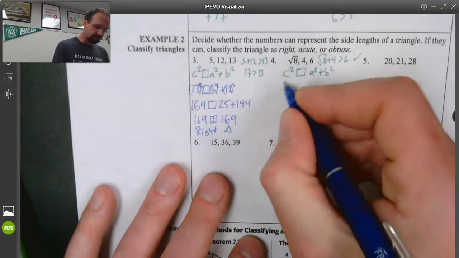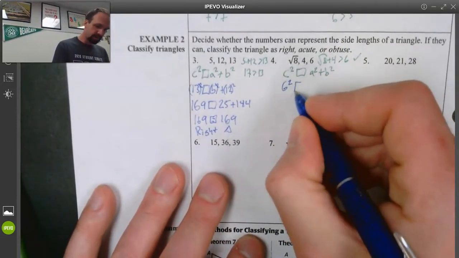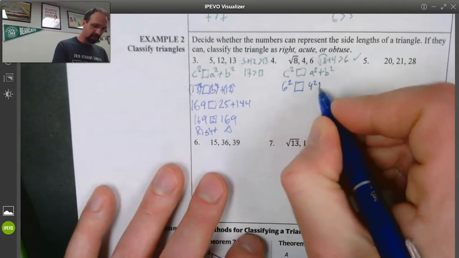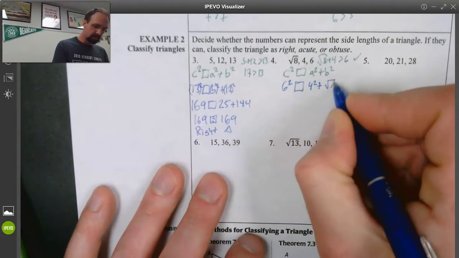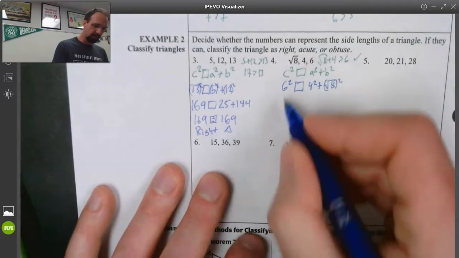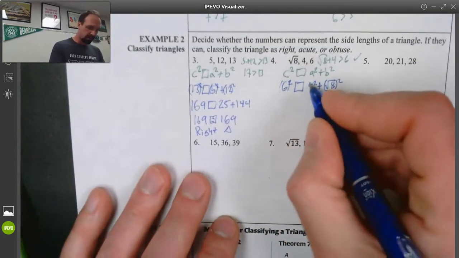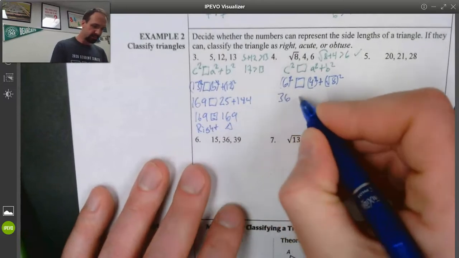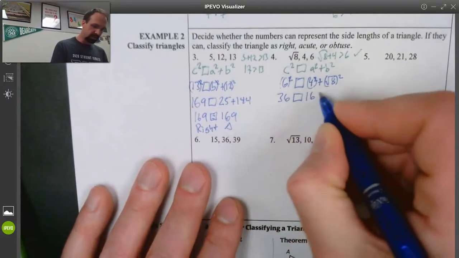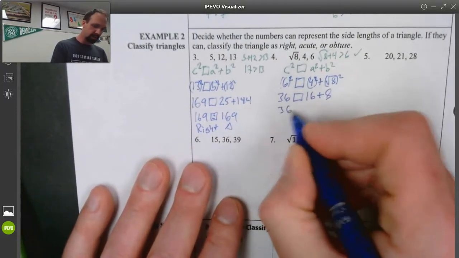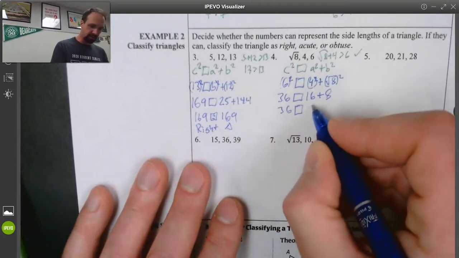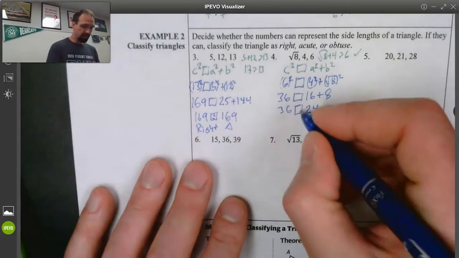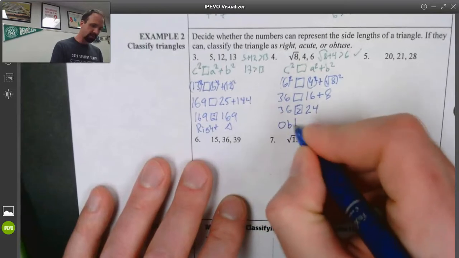So this is going to be 6. And then I don't know what that is. So let's do 4 squared for here, and then square root of 8 squared for here. Okay. Parentheses, okay. 6 squared is 36, and then 16 plus 8. So 36, and then the relationship here, 24. 36 is greater than 24, so then I know that this is an obtuse triangle.